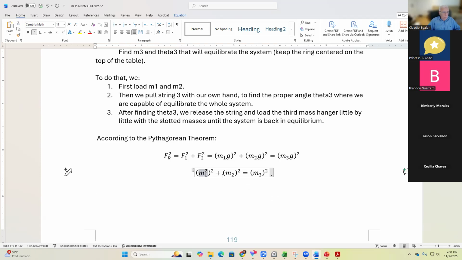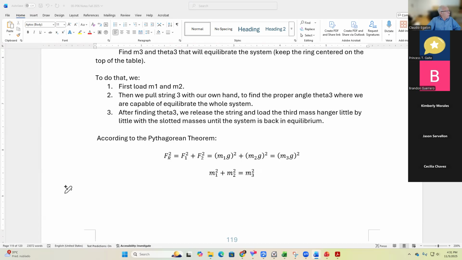I'm going to raise to the square here so it looks nicer than that. Just change the subscript M2 and change the subscript here, M3. That's the relationship that we have between the masses. That's the theory, right? And we want to verify this theory experimentally. So what do we do?